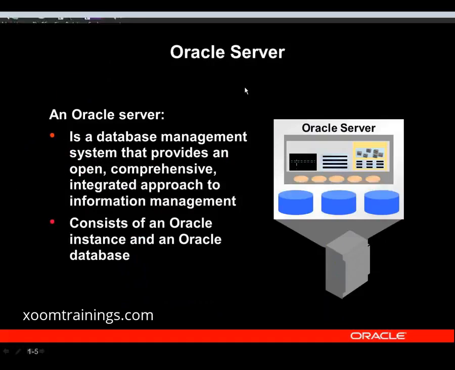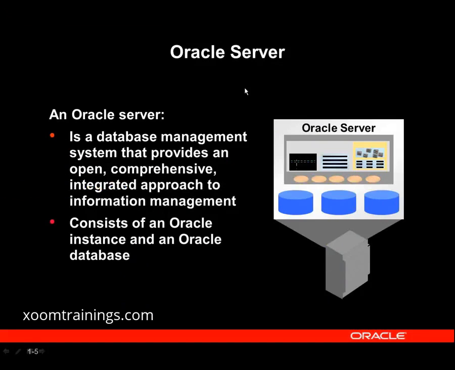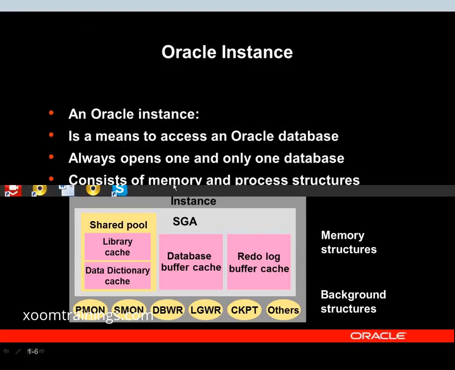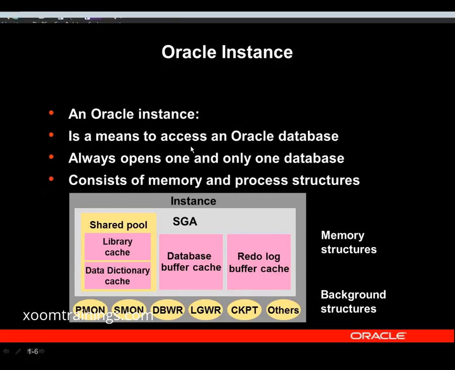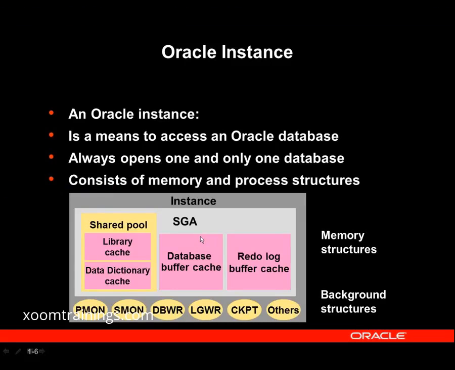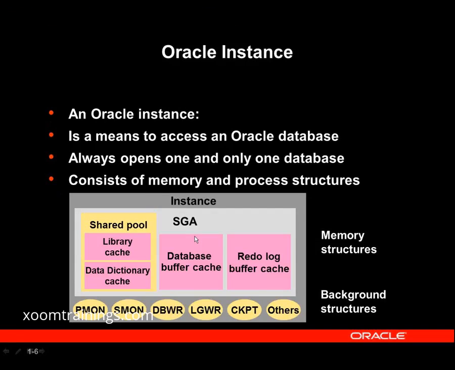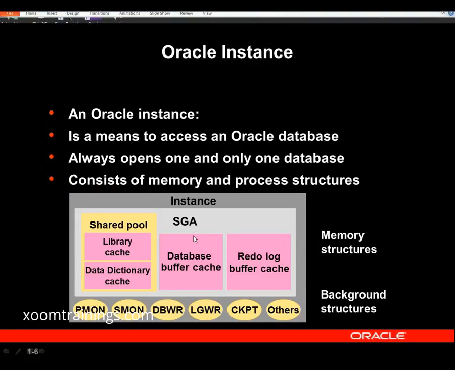Then let's see what exactly the Oracle server is, and explain what exactly an Oracle instance is. As I explained, it is a medium of access to the database. Without an instance, a user cannot access a database. It should be ready and in an open state. Then the user can connect with the database and do their transactions.